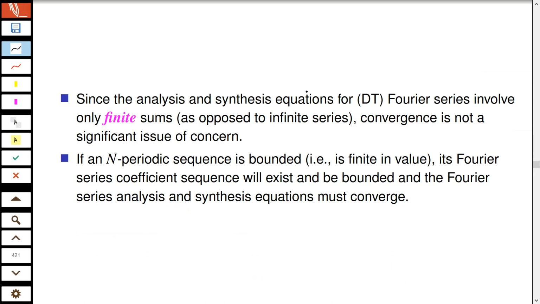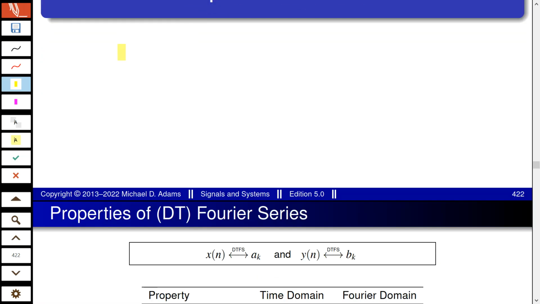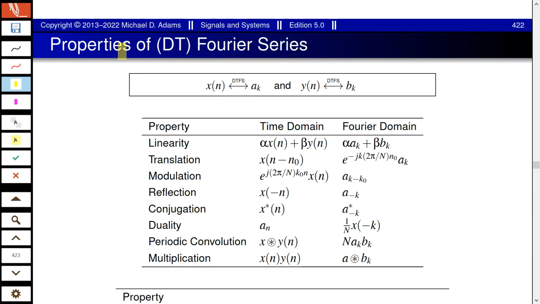And because it is discrete time, this sum will actually be finite. You don't need infinite sums here. And once you have this, you can now investigate the properties. The properties are very similar, right? Linearity and translation. If you look at these properties, they're very similar to what you had in continuous time, right?